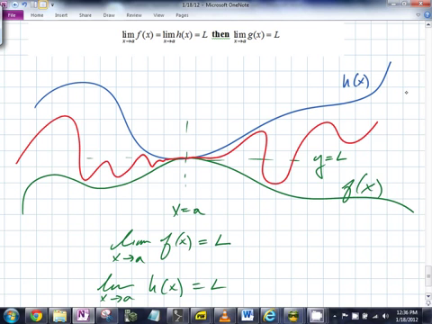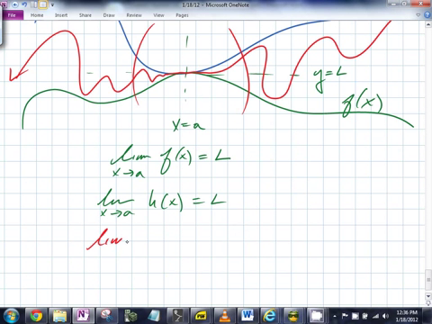Is there any way for that function to avoid being L there? No, there is no way for the limit to be avoided right there. Why is this helpful? Sometimes there are functions that you are not going to be able to evaluate very nicely for the limit, but you'll be able to come up with an upper bound and a lower bound that you can find the limit for. Do you understand what I'm saying? Kind of get it?